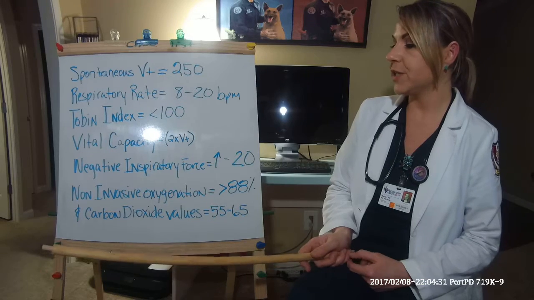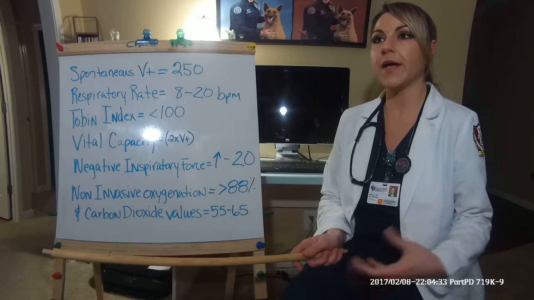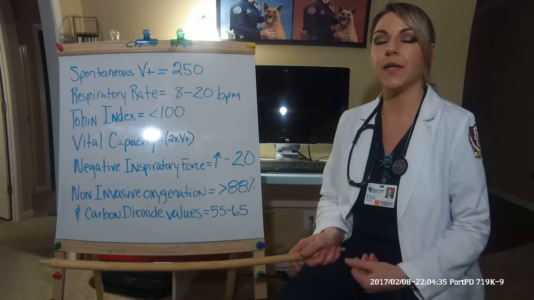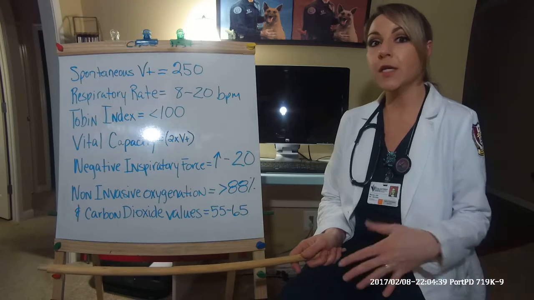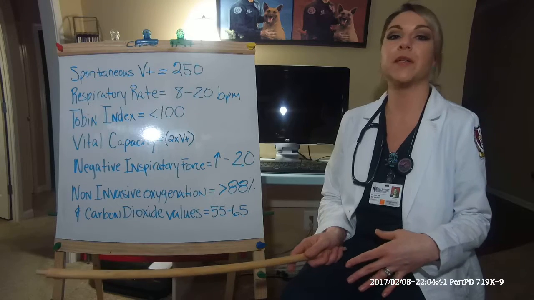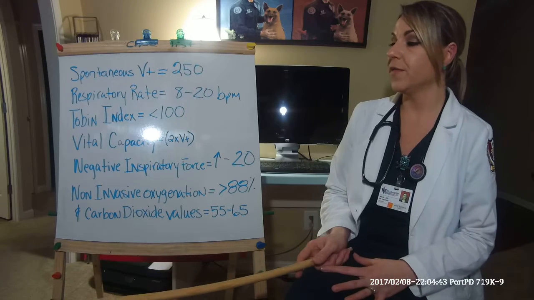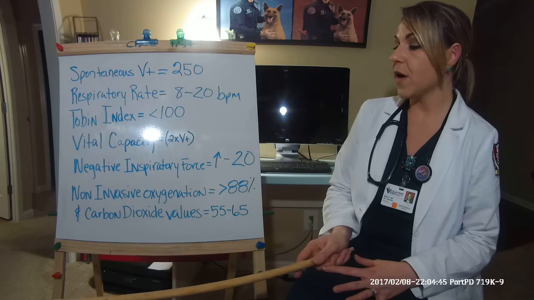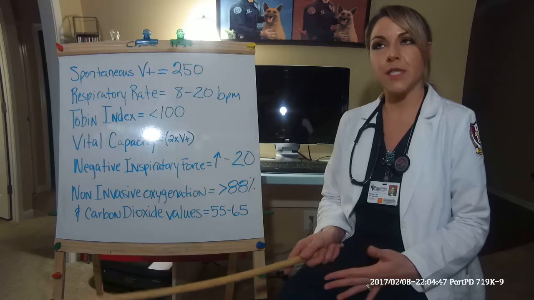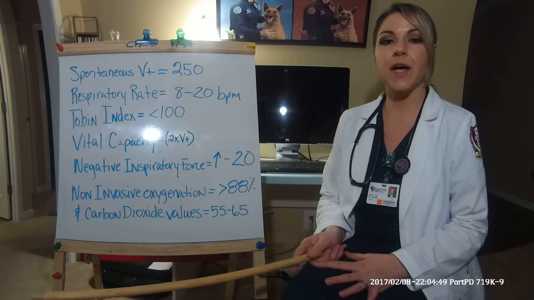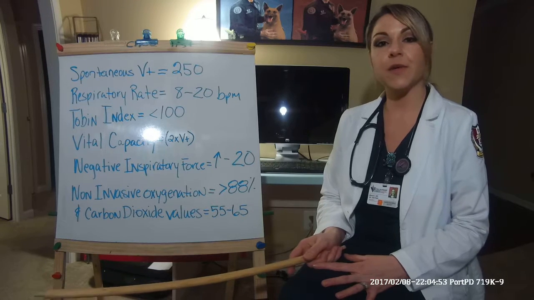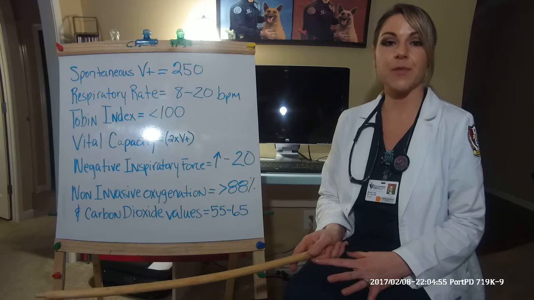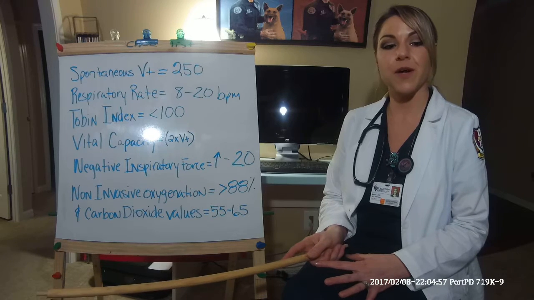Non-invasive oxygenation, I'd like to see her above 88% because she's a COPDer. 88% is normal for her, but I would love to see her 90% or greater for the weaning trial. And her carbon dioxide values, she's COPD again, so 55 to 65 is her normal range. I'd like to see her around 60. That would be acceptable for me to begin the weaning trial.